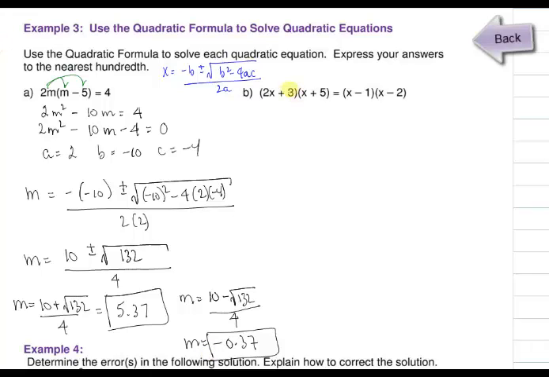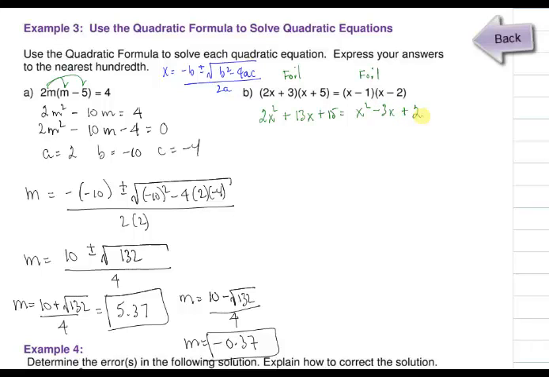So on our next question, we will need to start by FOILing. Okay, so we're going to FOIL what's on the left and FOIL what's on the right. So I'm just going to do this in my head. I'm not going to show all the steps. So when I FOIL what's on the left, I get 2x squared plus 13x plus 15, and that's equal to x squared minus 3x plus 2 on the right.